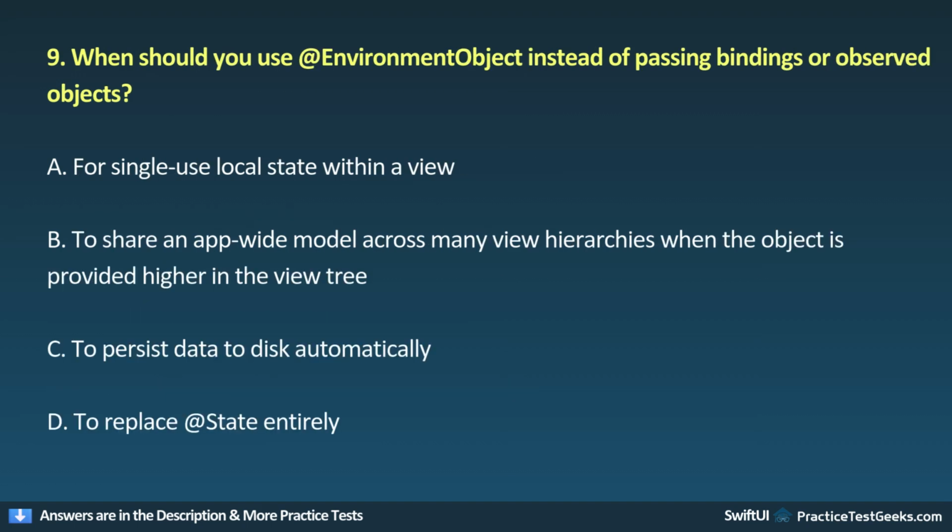9. When should you use @EnvironmentObject instead of passing bindings or observed objects? A. For single-use local state within a view. B. To share an app-wide model across many view hierarchies when the object is provided higher in the view tree. C. To persist data to disk automatically. D. To replace @State entirely.